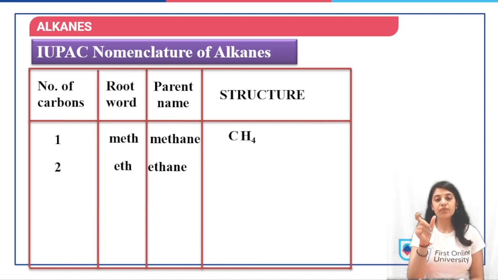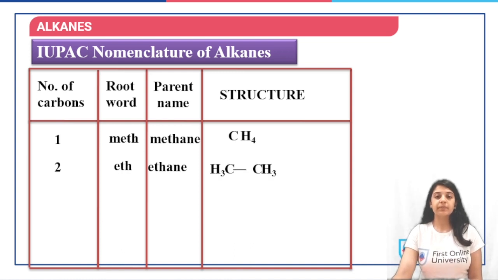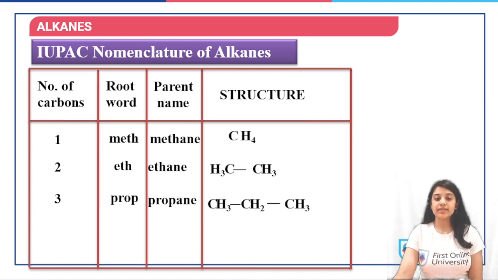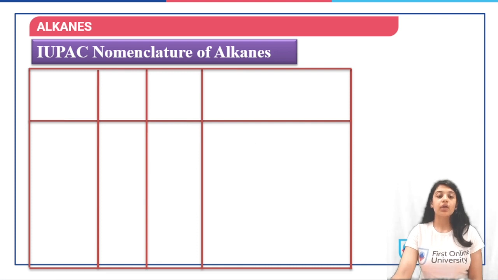If you look at this word alkanes, this ane is where the rest of it will come from. The structure would simply be CH3, single bond CH3. If we have 3 carbon atoms, the root word is prop, and the parent name is propane. The structure is this: CH3, CH2, CH3.